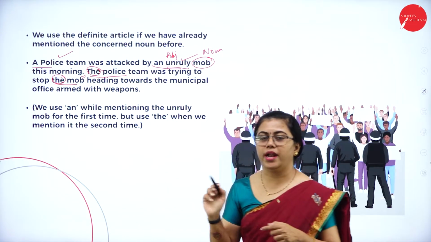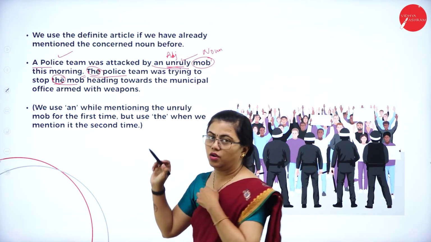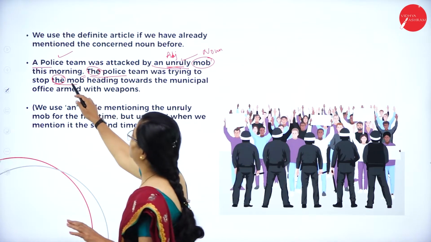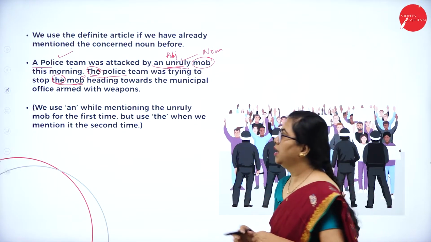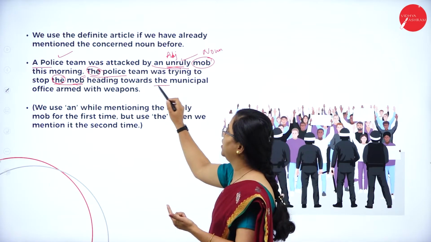Okay, so that is the noun and this is the adjective. So even if I leave the adjective, that's fine. Only if I refer to the noun, that is okay. So here I have referred to the noun: heading towards the municipal office armed with weapons. So here again you can see another definite article.